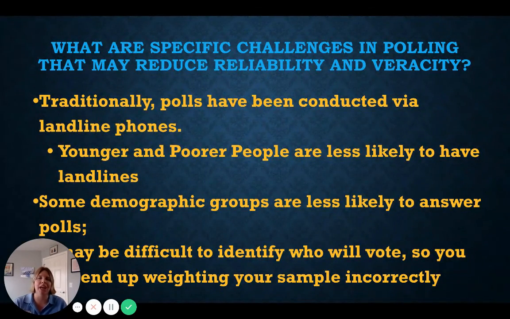So what specific challenges in polling may reduce reliability and veracity? Traditionally, polls have been done on landlines, and younger people and poorer people are less likely to have those, so it's difficult to measure their attitudes. Also, some demographic groups are less likely to answer the poll. It can also be difficult for the pollster to identify who is actually going to vote. And if you have trouble determining that, then you may be weighting your sample incorrectly.